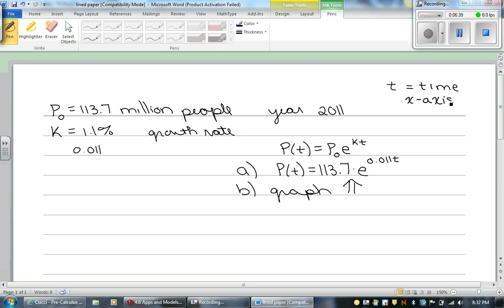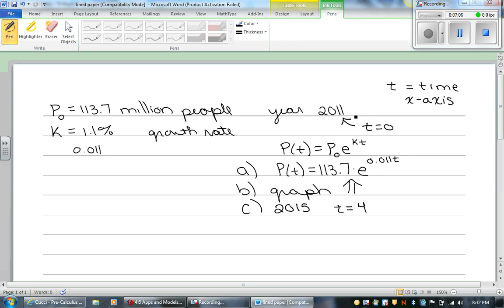So we're saying that when t equaled 0, the year was 2011. Okay, so if I want to estimate the population in 2015, that means t is going to have to be 4. 2012 would be 1, 2013 would be 2, so on and so forth. Okay, so you have to make sure you adjust for that.